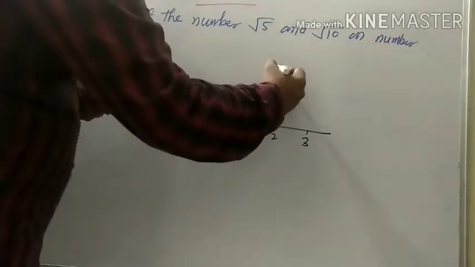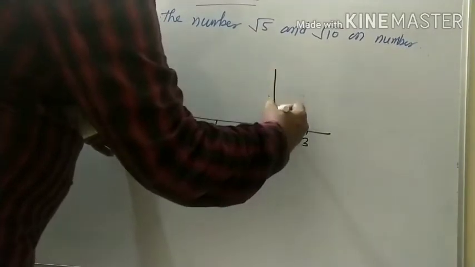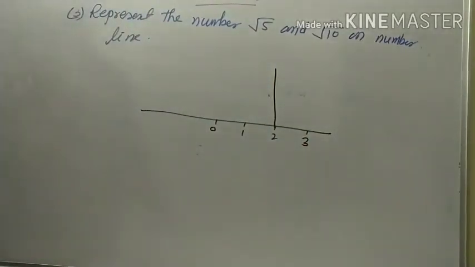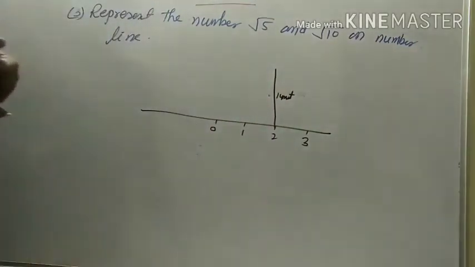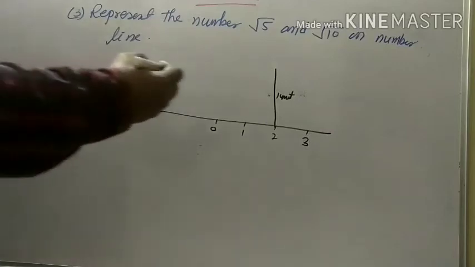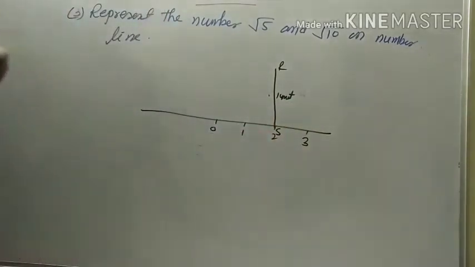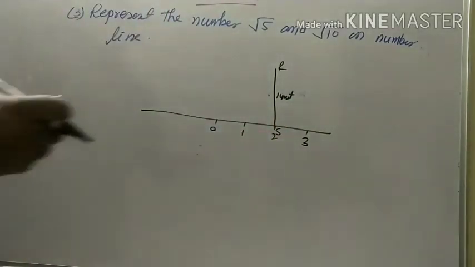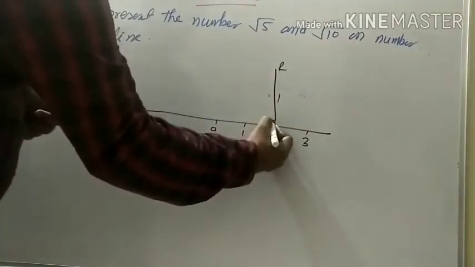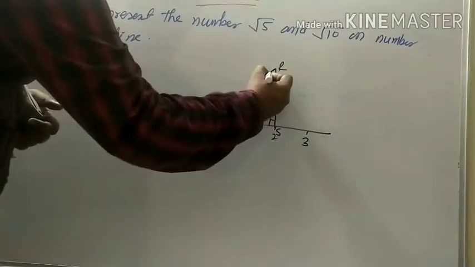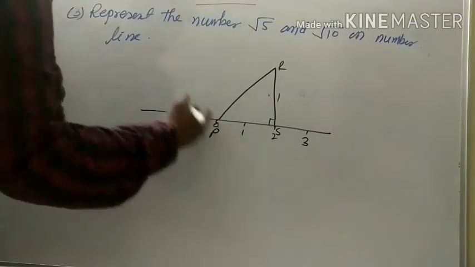So we first make a perpendicular of 1 unit on 2. We make this one, 1 unit on 2. Now this 1 unit is perpendicular. We name it what? R and S. It is 1 unit. This is perpendicular. Now we join this one, and this is P, point P.